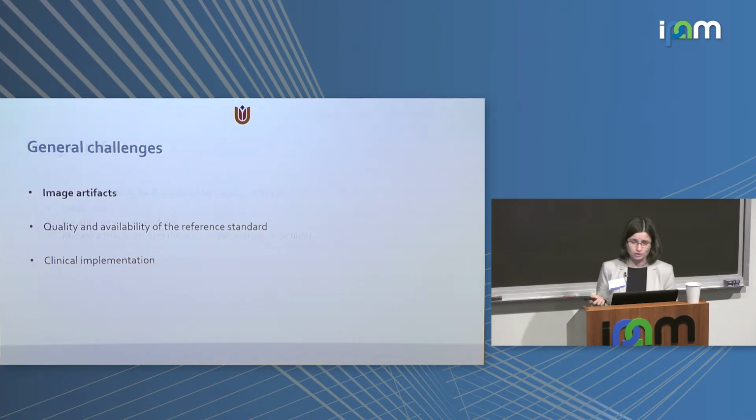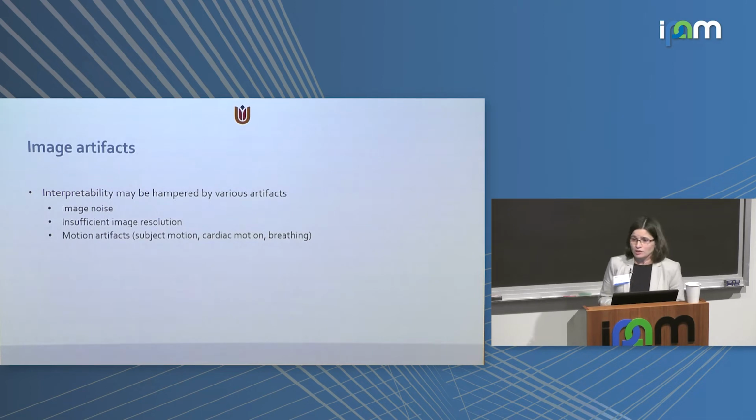So let's first look at the image artifacts. Generally, interpretability is hampered by various artifacts. Most of them involve image noise, insufficient image resolution, and motion artifacts. And those motion artifacts can be caused by subject motion, cardiac motion, or breathing.